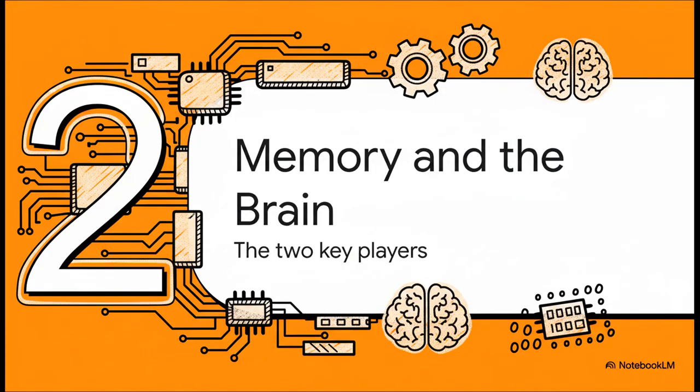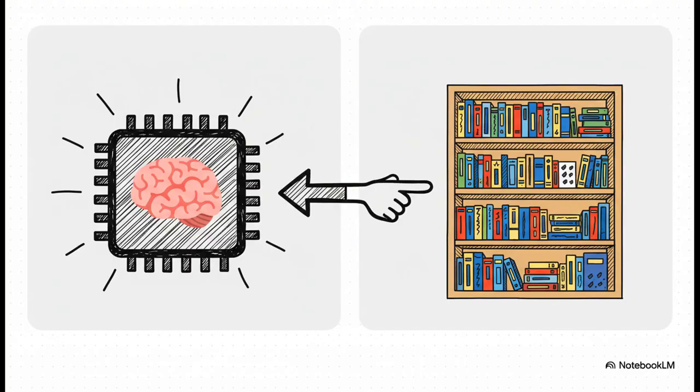Okay, to really get how this all works, we need to properly introduce the two main characters in this story. So on one hand, you've got the CPU. That's the brain. It's the active part, the worker, the one doing all the heavy lifting and the thinking. And then you have the memory. You can think of it like a massive library. It's totally passive. It just sits there holding all the books. And both our recipes, the program instructions, and our ingredients, the data, are all just sitting there on the shelves waiting for the brain to ask for them.